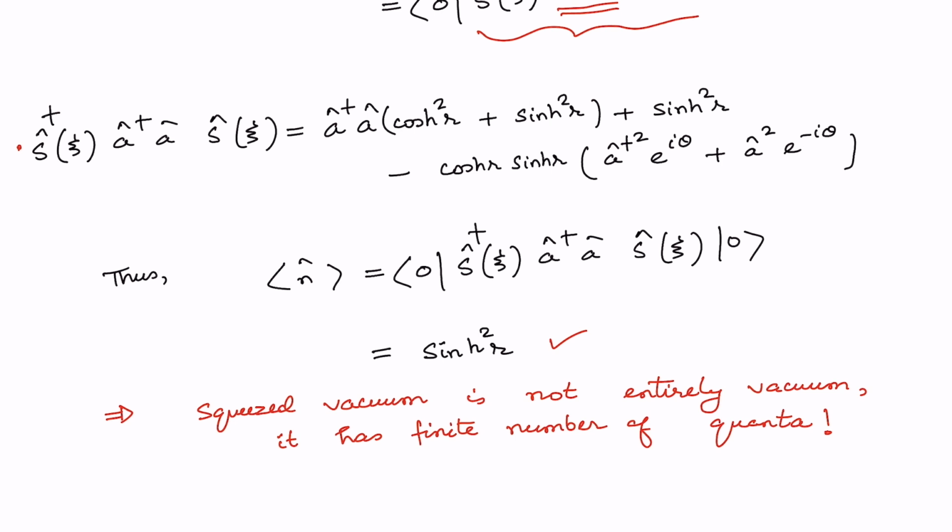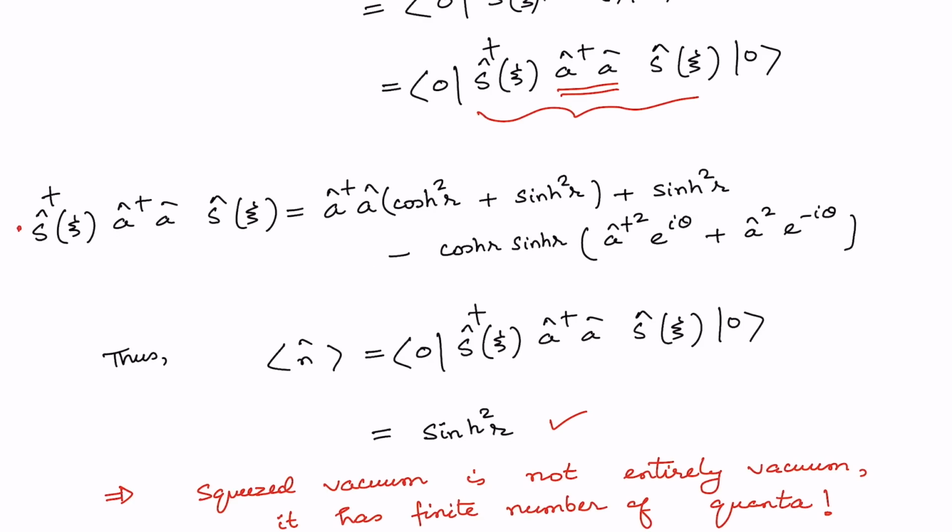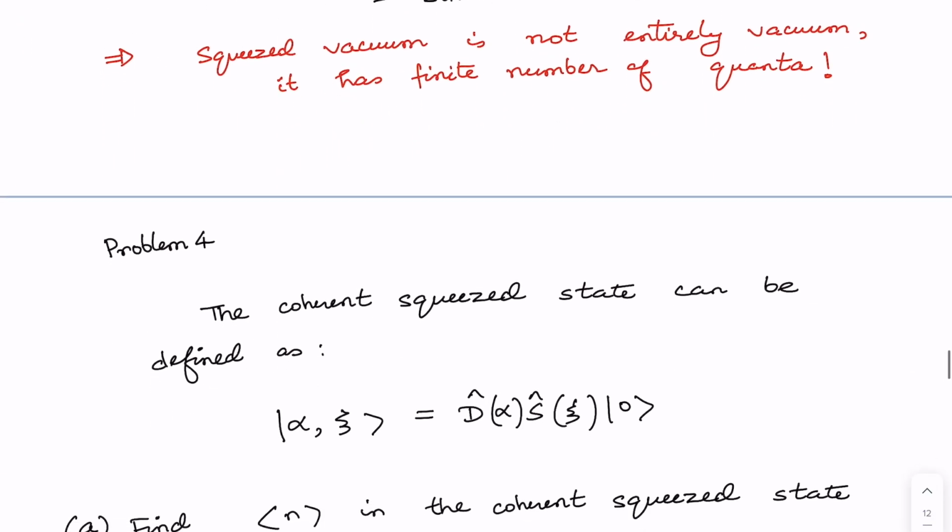By the way, you are calculating the mean number of photons or mean number of quanta in the squeezed vacuum state. You know that the vacuum state has 0 number of photons, but the squeezed vacuum state, as you can see from here, is actually non-zero. There is a finite number of quanta in the squeezed vacuum state. Now let us work out this particular problem.